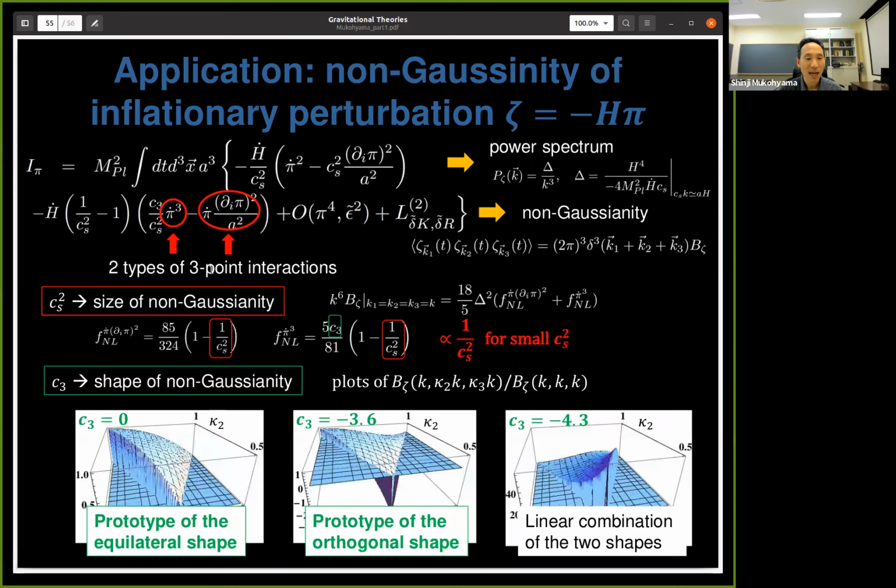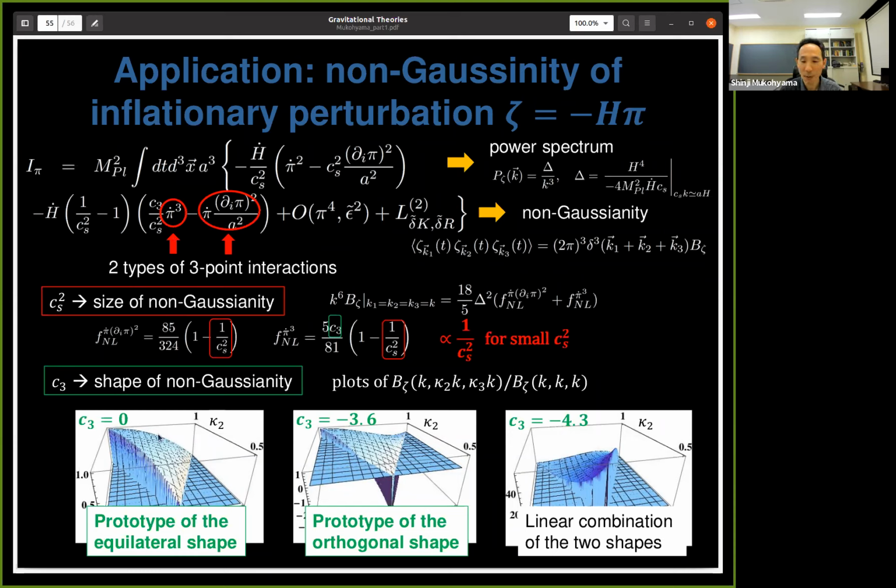Okay. Then one combination of the two coefficients determines the size of non-Gaussianity, because the size of 3-point functions is basically characterized by these two numbers, so-called nonlinear parameters, which become large when the sound speed squared is small. Okay, we have the inverse of sound speed squared here and also here. So the sound speed squared is characterizing the size of non-Gaussianity, and because we have only two terms, we have two parameters. Another parameter characterizes the shape of non-Gaussianity.